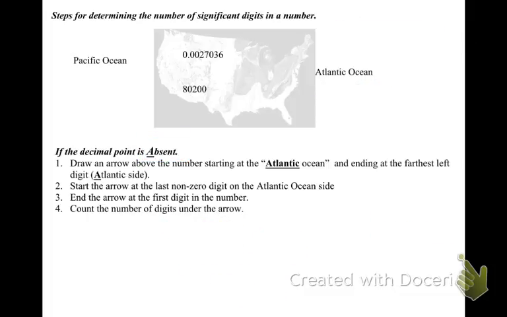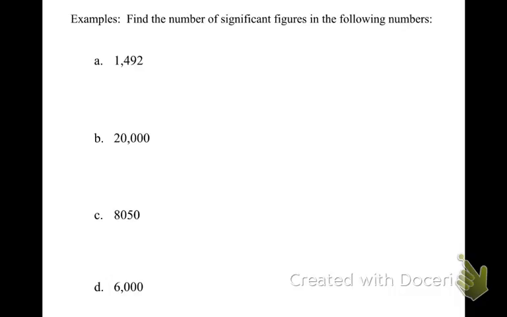So let's try some more example problems. First, if we take a look at all of them, all of our decimals happen to be absent. So we're going to look at all of these numbers from the Atlantic side, or from the right side. So here's our creepy eye. Bam. Now, we're going to place our dot over the first non-zero digit that we encounter. We're going to continue our arrow in the direction in which we were looking, so from right to left.